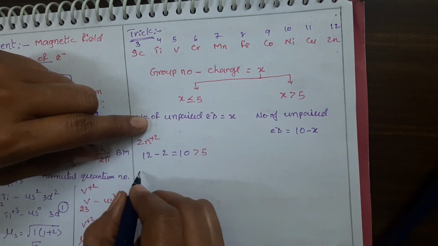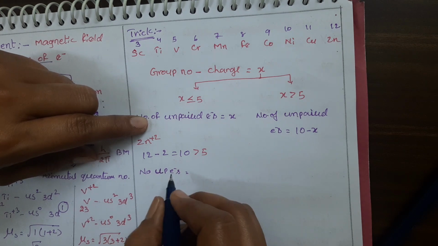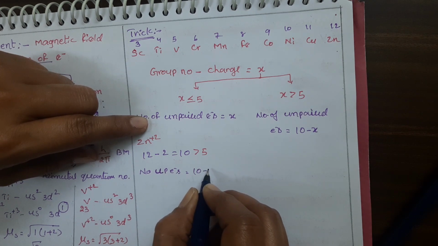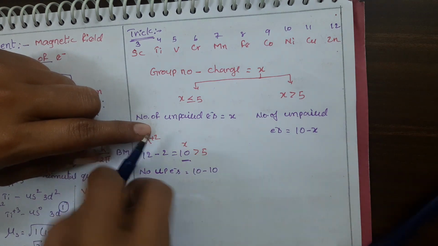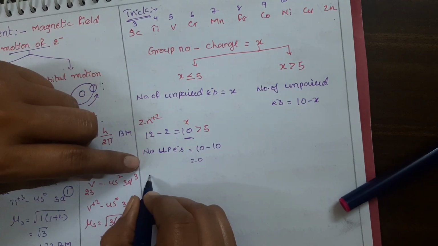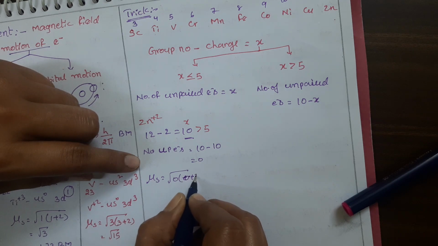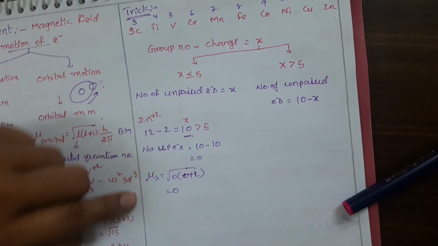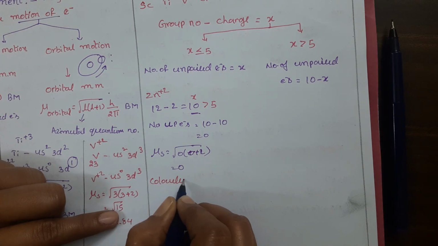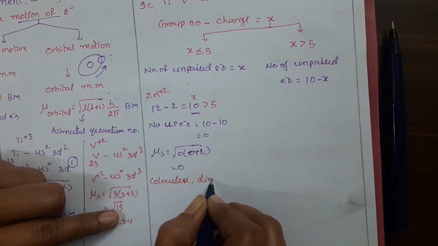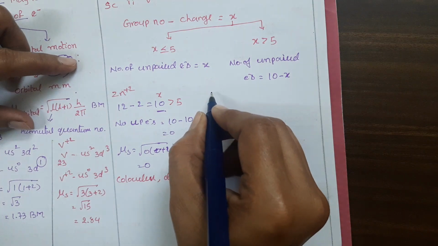So the number of unpaired electrons equals 10 minus x. What is the x value here? 10 is the x value. So 10 minus 10 equals 0. Then mu s equals square root of 0 into 0 plus 2, which is 0. So 0 means it is colorless and also showing diamagnetism. Diamagnetic in nature.